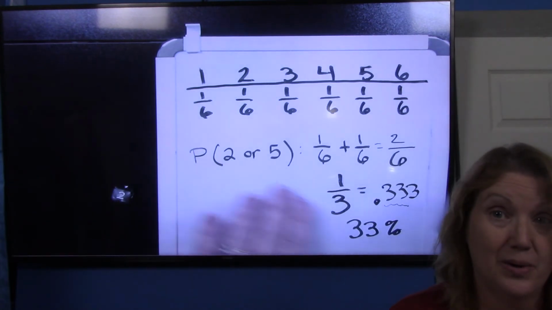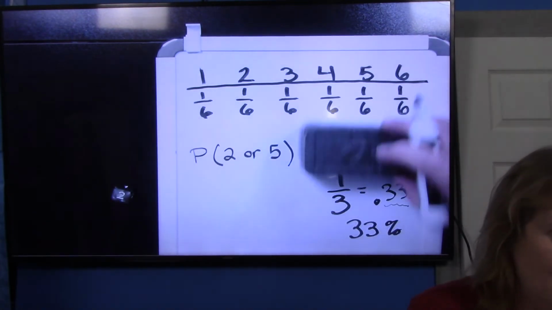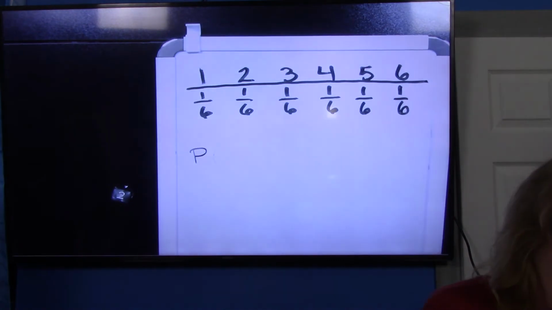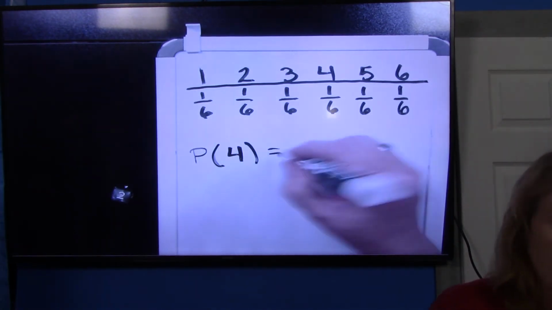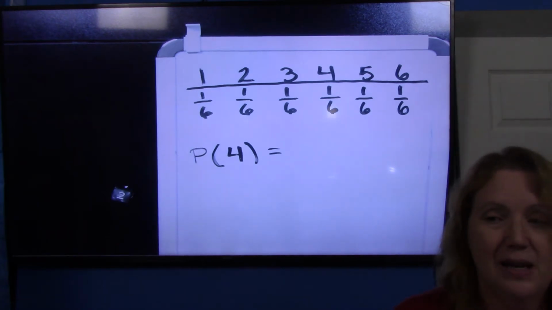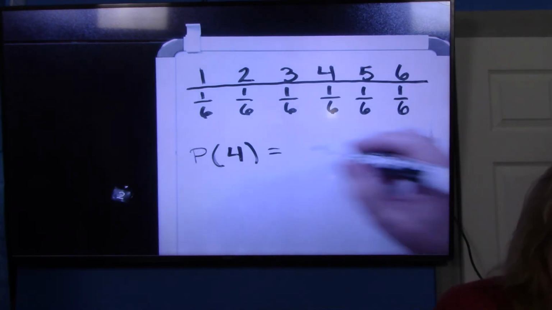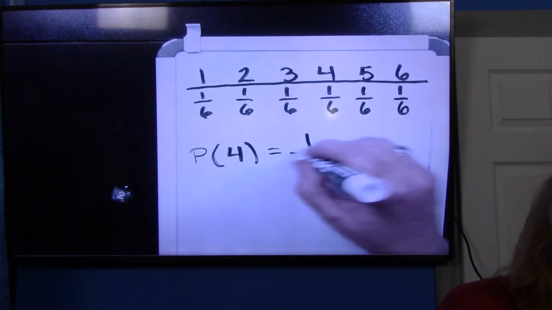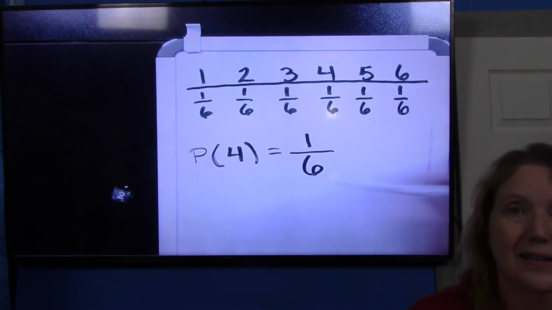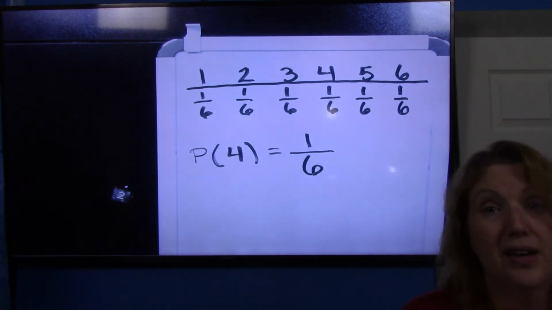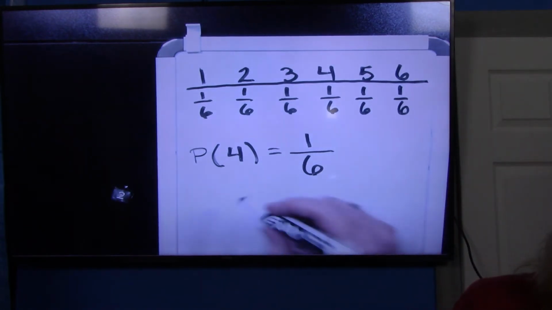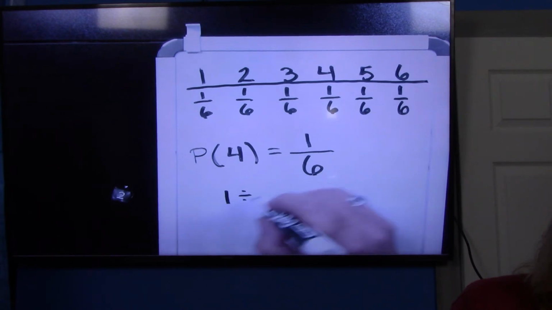I'm going to go ahead and erase this here. What's the probability of just getting a 4? What's my probability of getting the 4? Okay, so if I take my probability of getting a 4, I'm going to take 1 divided by 6. 1 divided by 6. Now, you can put that in your calculator. You would put in 1 divided by 6.